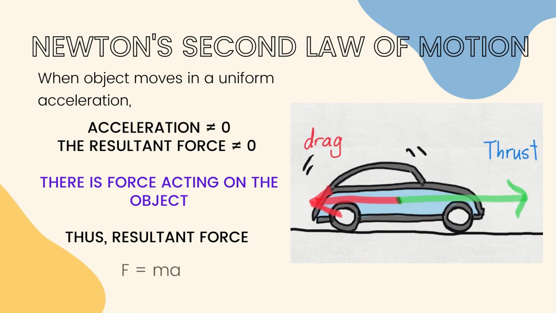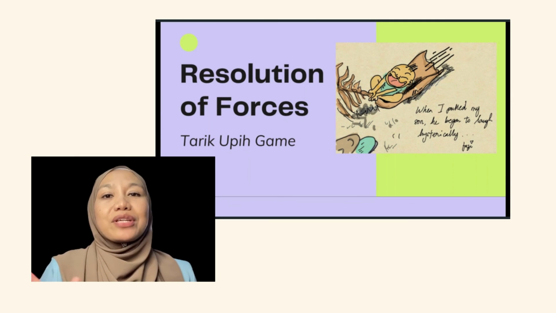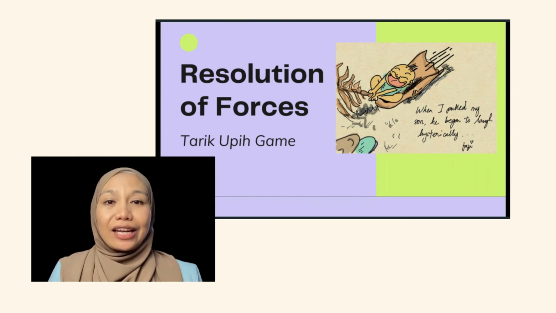From the equation F equals ma also, if we substitute acceleration to a certain magnitude, when acceleration is not equal to 0, the resultant force also will not be 0. So there is force acting on the object. To find the resultant force, F equals ma. We will learn the resultant force further in the Tarik Upir game.